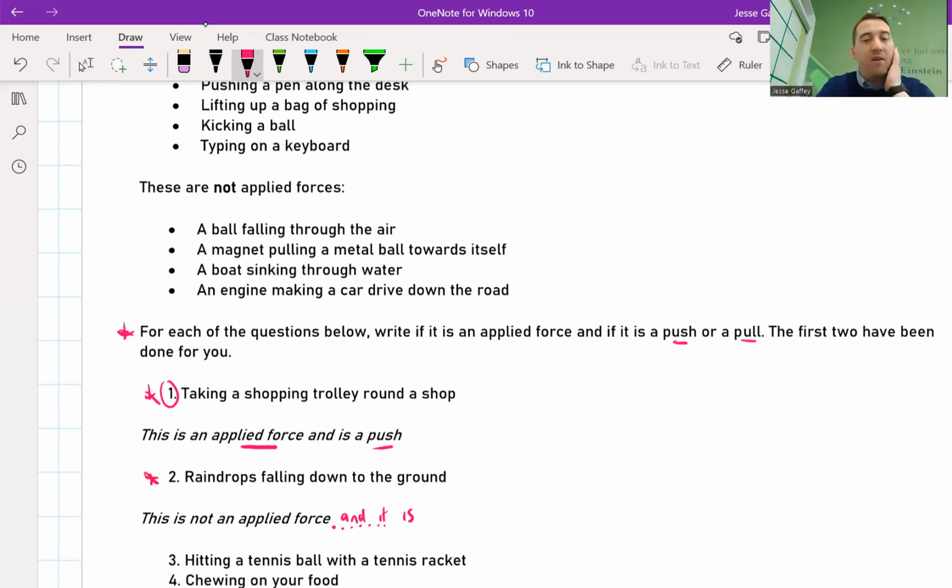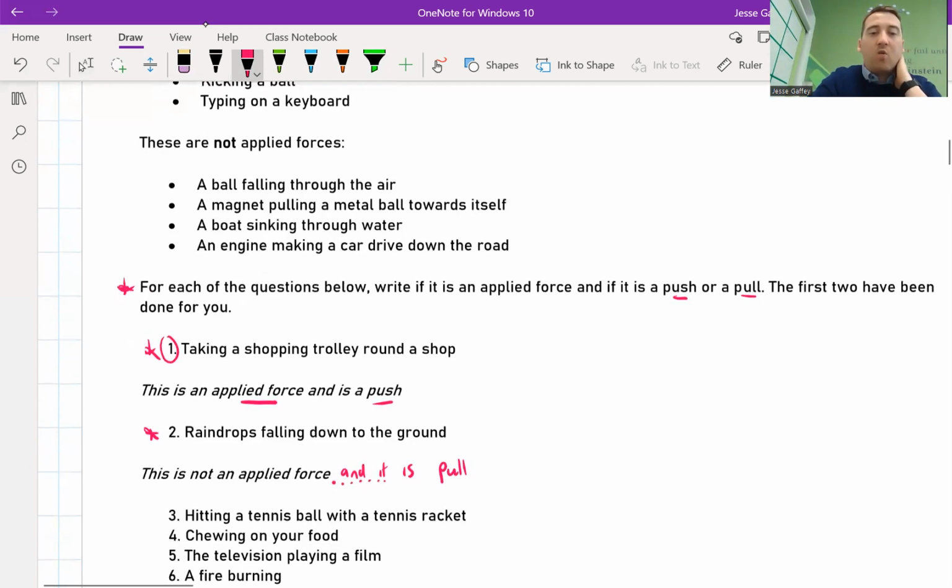Okay, so you should only be playing if you've had a go at answering this. For question two, you should have something like this. This is not an applied force, and it is a pull. So gravity is pulling the raindrops down. It doesn't push the raindrops down, because that would mean something above would have to be pushing it down. It's coming from the bottom and it's pulling the raindrops down. Good. All right, what about question three?